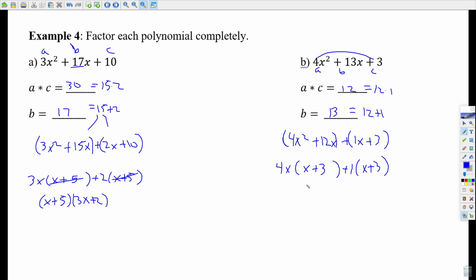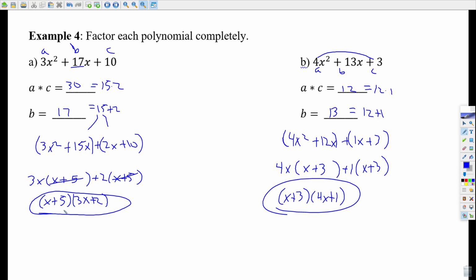And keep it the same, x plus 3. So for our final answer, we'll have x plus 3 and 4x plus 1. That's the answer. Circle these.